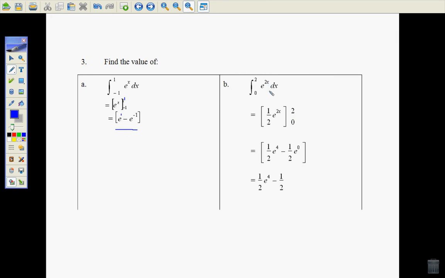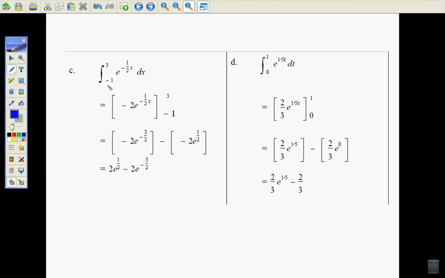E to the 2x between 0 and 2, well, integrating gives us a half e to the 2x between 0 and 2, so we put in 2, 2 twos are 4, so we get half e to the 4 minus a half e to the 2 times 0, which is e to the power of 0. Now be careful, e to the power of 0 is 1, so we've got to be really careful not to go e to the power of 0 is 0 and get rid of it. So it's a bit different to our polynomials, we've got to take a little bit more care. And that will just give us a half times 1, which gives us a half there. So be really careful about it.